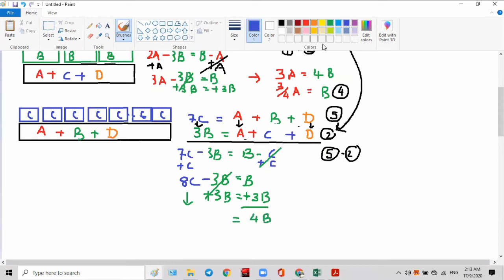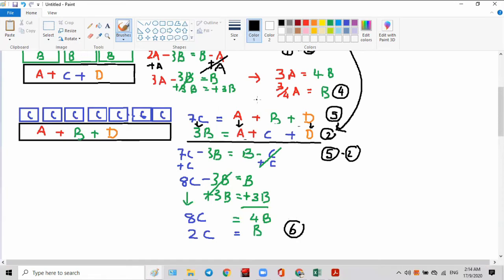And we have 8C on the left-hand side. Now we have found another relationship between C and B. Well, in that case, let's divide by both sides. You will have 2C is equal to B. So let's call this statement number 6. Now, this is where it gets interesting.